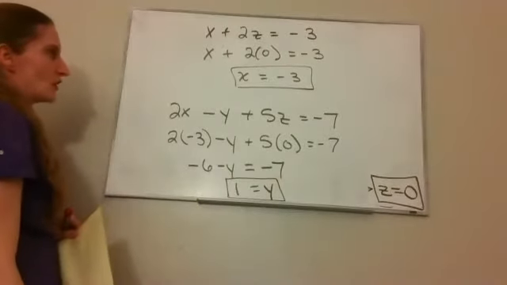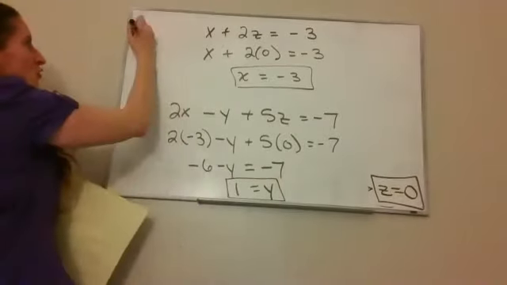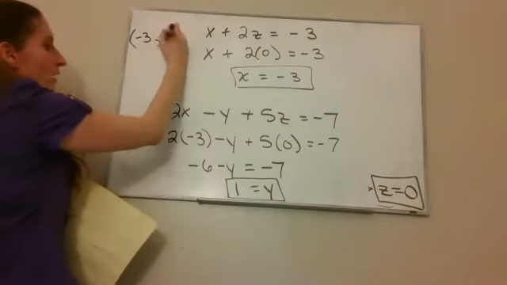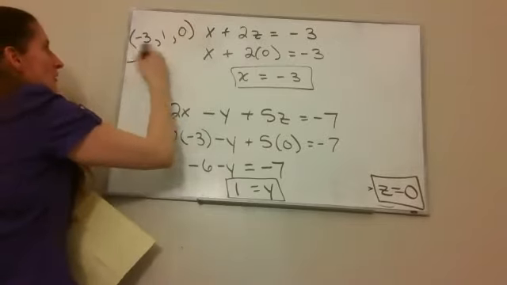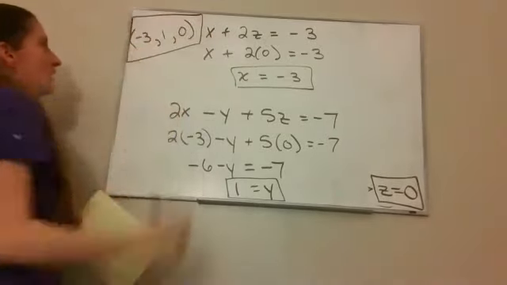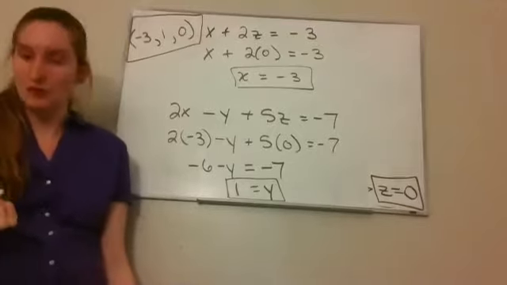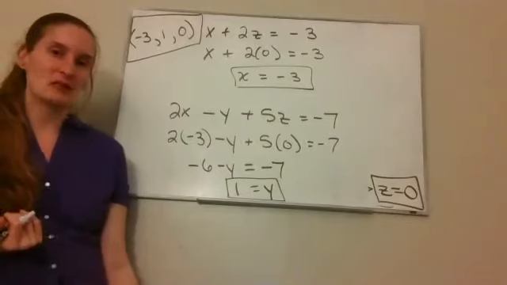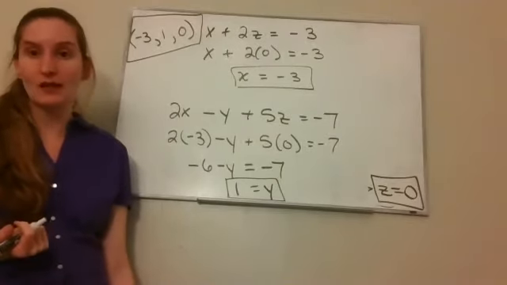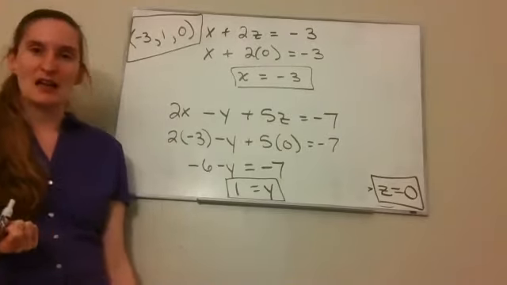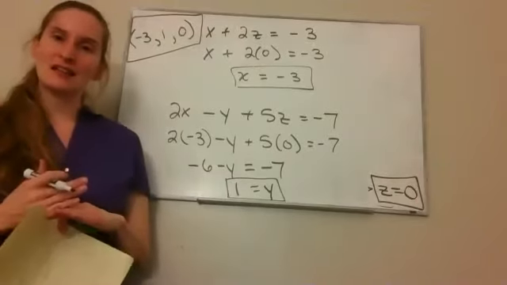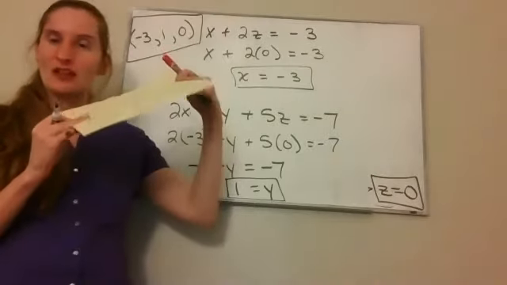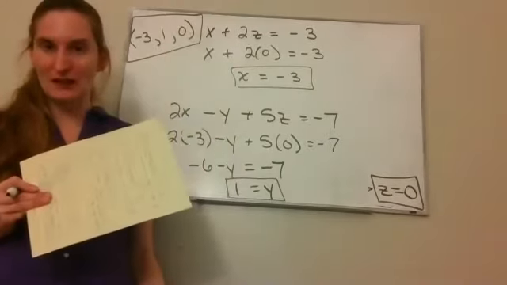So the solution to this system is the ordered triple: x is negative 3, y is 1, and z is 0. So just like when we had just the system of two equations, we had points as our answers. This is like a point too. It's just a point in 3 dimensions instead of just 2 dimensions. And instead of thinking of lines intersecting, think of planes intersecting. So just imagine floating sheets of paper and how they can intersect with each other.